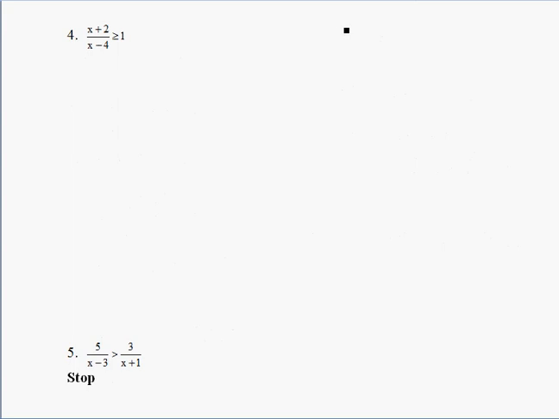Okay, another common mistake is to take x plus 2 over x minus 4 and cross multiply, get x plus 2 equals x minus 4. And then in this case, these two x's cancel and you get 2 equals -4, which is never true.